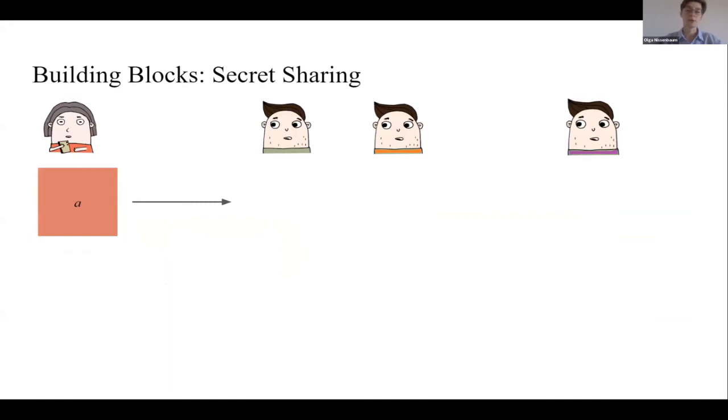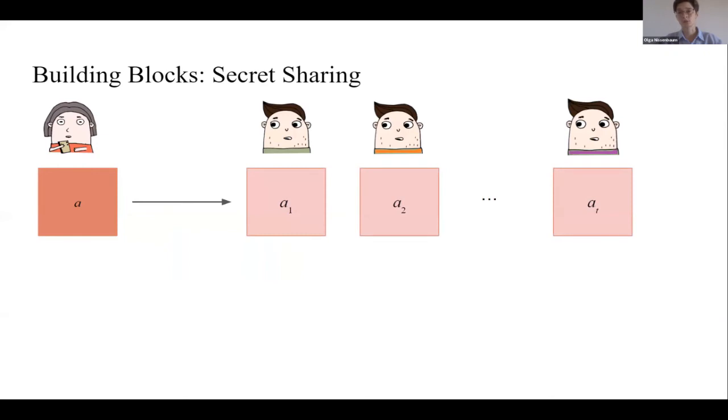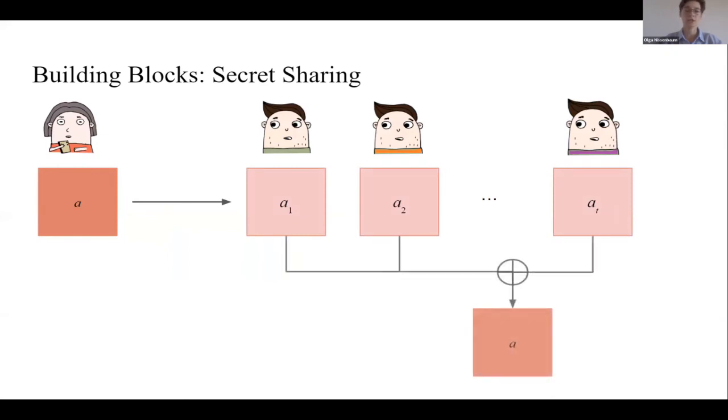The third building block is the special case of XOR secret sharing scheme. Let the party have some number A. The secret shares A1, A2, and so on, At are random values chosen such that the XOR equals A. In our protocol, each party's secret is its GBF. So here A is the GBF of the set. Once it's computed, the party sends shares to other parties.